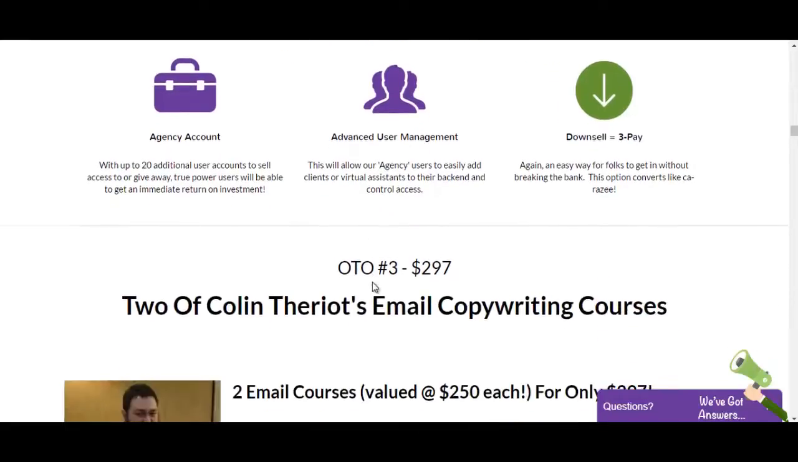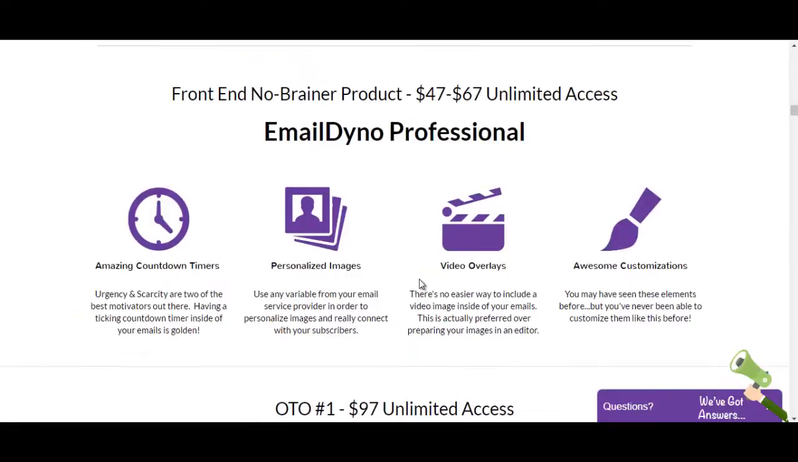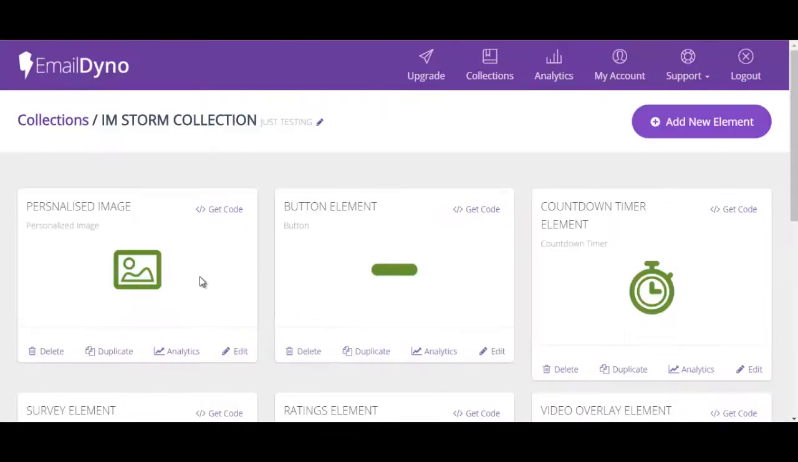The OTO3, the third upgrade, will be, as you can see, 2 email copywriting courses: The Secrets of Televangelists and Email, and Mail Frequently Without Being a Nuisance. So quite valuable. So let's go over the modules right here in the dashboard.